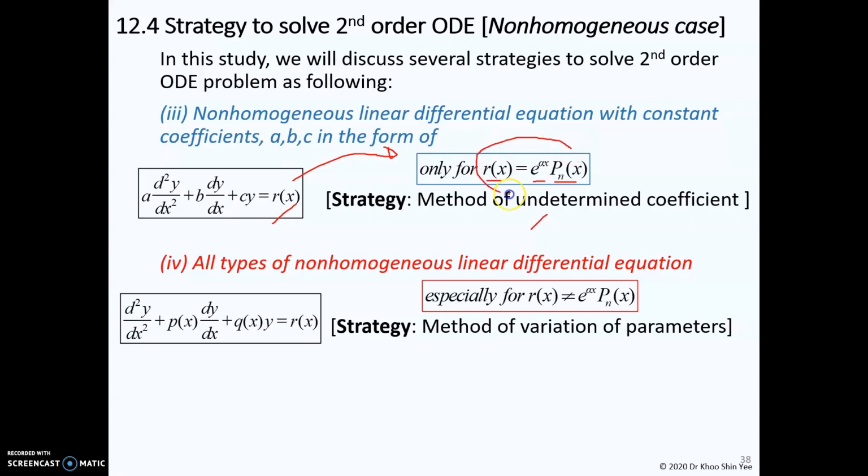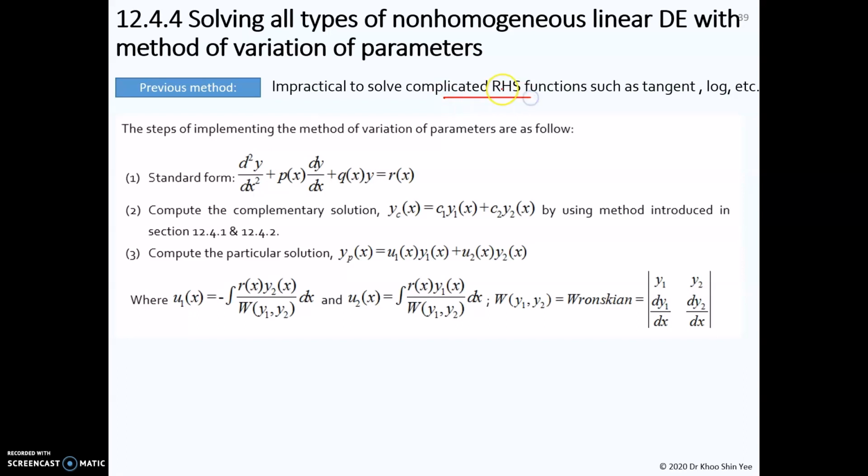If the right hand side function is no longer in this format, then we can consider to use the method of variation of parameters to solve the problem. For example, if you have complicated right hand side functions such as tangent, log, and so on, we cannot use the previous method to solve it. And in this case, the method of variation of parameters is still applicable. So this is the step to implement this method.